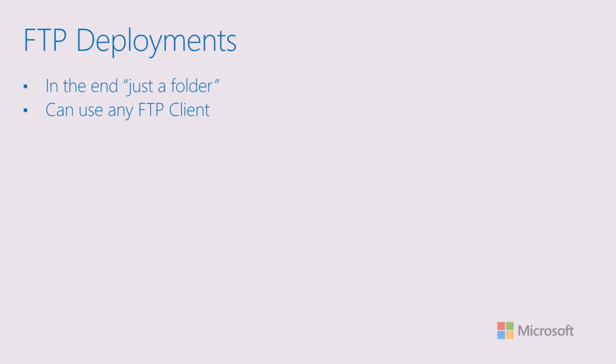Now we're going to start talking about the different types of deployments. The simplest deployment to begin with is an FTP deployment. That is when you use Azure Web Apps as just a folder. It is just an online folder where I can put code up there, and it'll just serve up the HTML as I need. So very little work to do, and I can connect with any FTP client. You can use FileZilla, you can use Windows Explorer, all that kind of stuff.